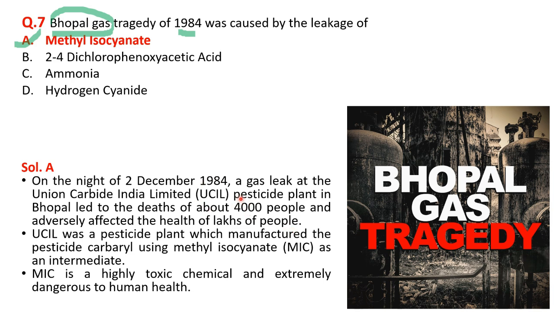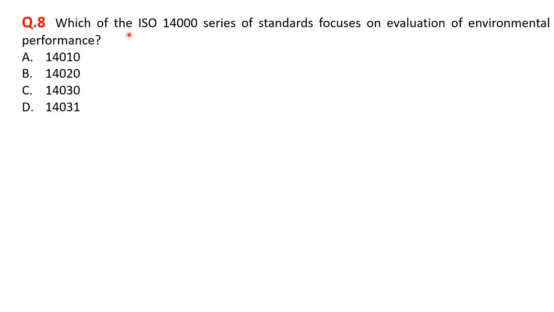So on 2nd December 1984, the Bhopal gas tragedy happened. You should have studied about this already. At that time, the gas methyl isocyanate leaked, because this gas is a very toxic chemical and extremely dangerous to human health. This was a pesticide plant where this was the main ingredient or raw material for the manufacture of the pesticide.